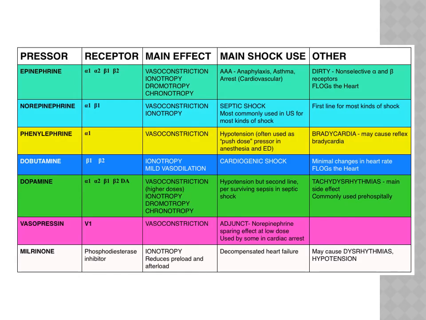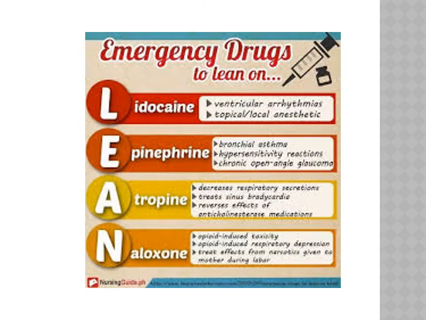This is a really good chart here that talks about the different types of pressors and their uses with shock and their main effects. So this is an emergency drug chart with an acronym here, LEAN, and it talks about the different types of medications for emergency drug treatment. So lidocaine, epinephrine, atropine, and naloxone or Narcan. And this talks about some of the signs and symptoms or side effects that these medications may be used to treat and what may happen when the patient receives these medications.